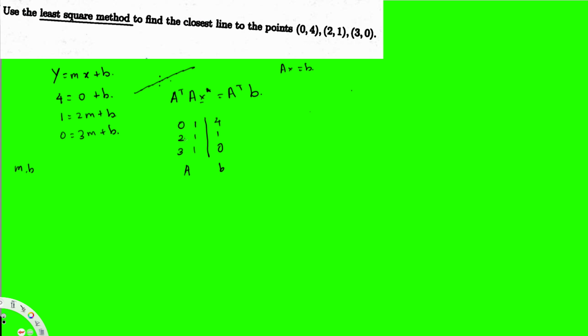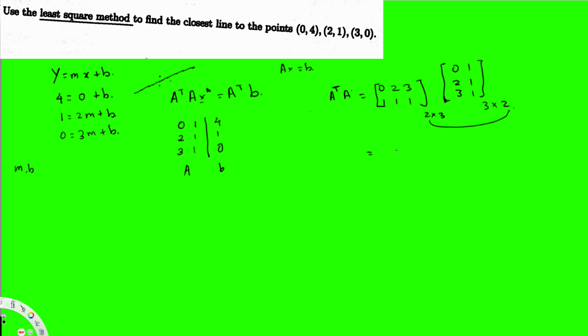So in this case, I have to find A transpose A. A transpose is simply going to be the flip of this matrix. The first column is going to be my first row. So the A transpose will become something like 0, 2, 3, and in the bottom we are going to have 1, 1, 1. And this is my A transpose multiplied by A. A is going to be 0, 2, 3 and 1, 1, 1 as columns. If you see, this is a 2 by 3 matrix, and this is a 3 by 2 matrix. So when you multiply, you will get a 2 by 2 matrix.